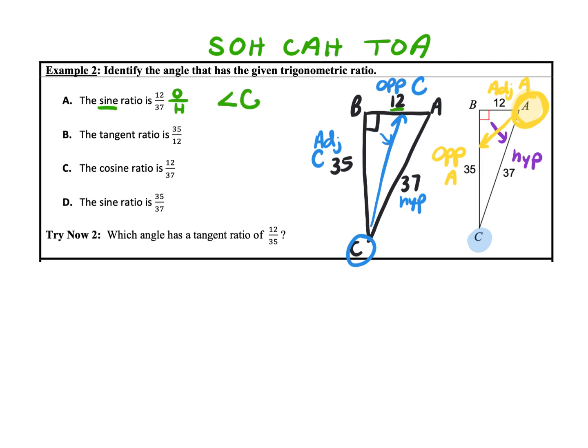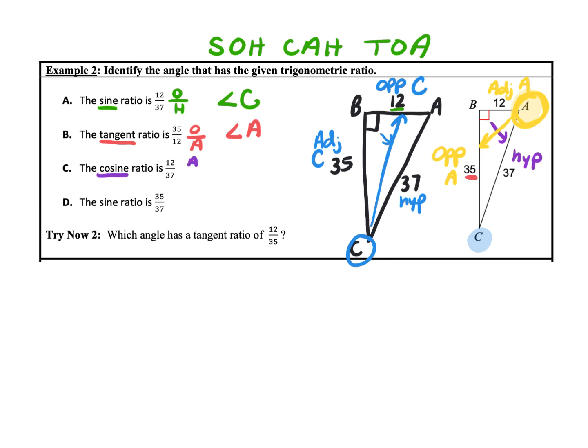All right, let's try the tangent ratio. Remember, tangent is TOA of SOHCAHTOA, so tangent is O over A, and we have 35 over 12. So I need to figure out which of the triangles has a 12 as the adjacent and a 35 as the opposite. Well, notice the opposite being 35 is angle A, and the adjacent is 12, so that's going to be acute angle A.